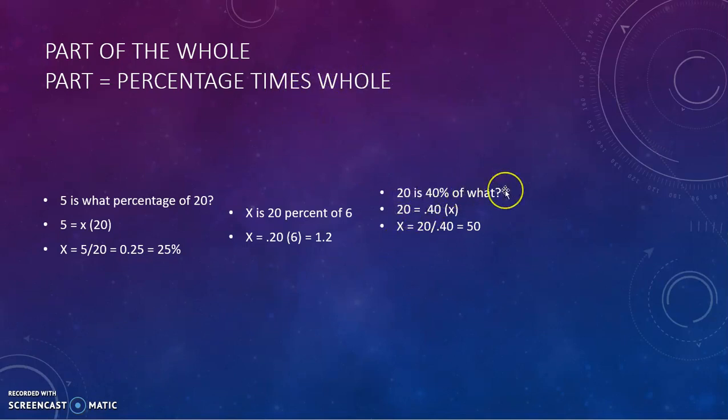Last question, the whole is the unknown. 20 is 40% of what? 20 is this portion of what larger number? So 20 becomes equals 40%, move the decimal, boom, boom, 0.40 times X, the unknown. So I divide both sides by the 0.40, and my calculator says the answer is 50. Okay, that's all there is to these.